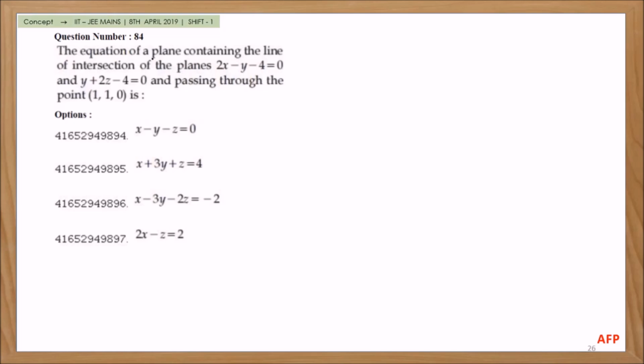Next problem, the equation of a plane containing the line of intersection of the planes, passing through this point. That's what they have given. So line of intersection means the plane passing through the line of intersection of these two planes, which we can write as plane 1 plus lambda into plane 2 is equal to 0. So this is plane 1, 2x minus y plus 4, plus lambda into (y minus 2z minus 4) is equal to 0. And this plane passes through this point.